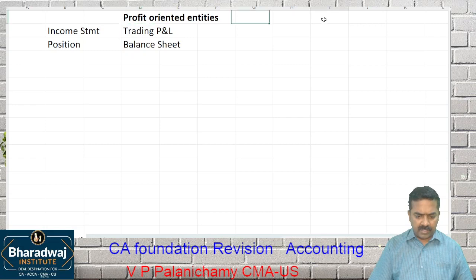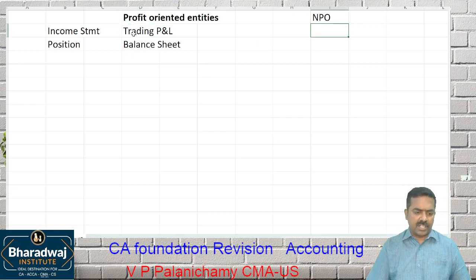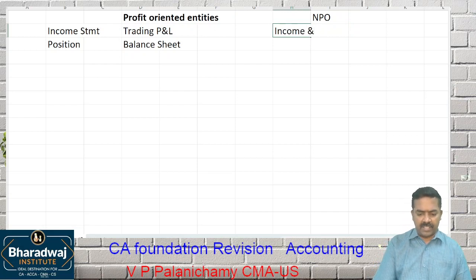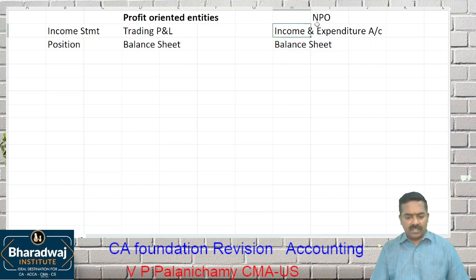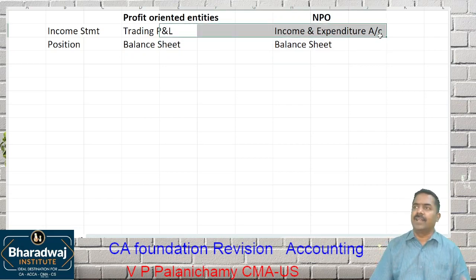What about non-profit organizations? Instead of preparing a trading P&L account, you prepare which account? Income and expenditure. Of course, the balance sheet will be called the balance sheet. What is the difference between a P&L account and an income and expenditure account? Technically, there is no difference. Expenses you are going to debit, incomes you are going to credit, on accrual basis.